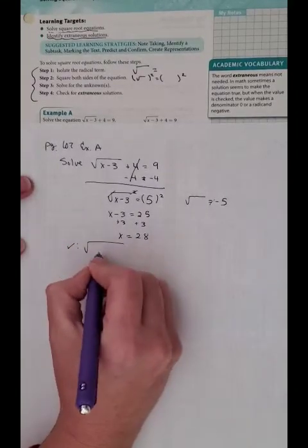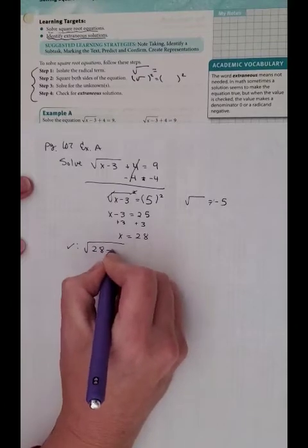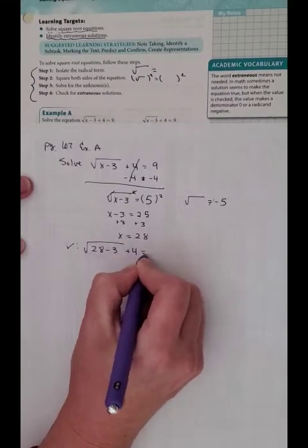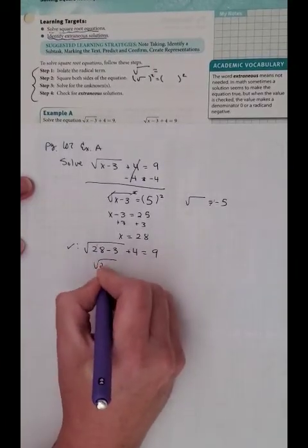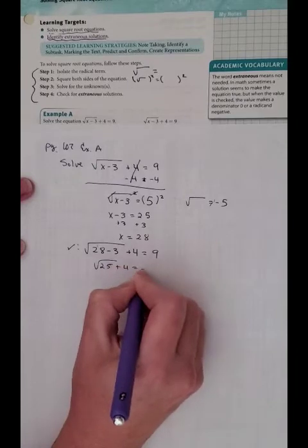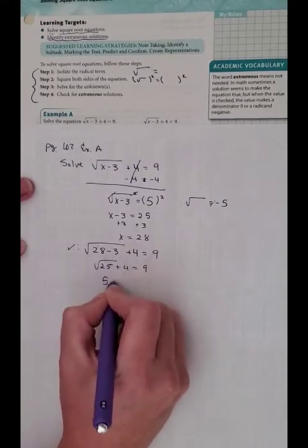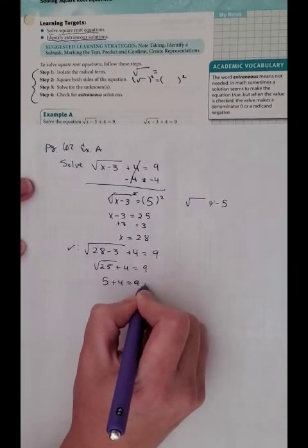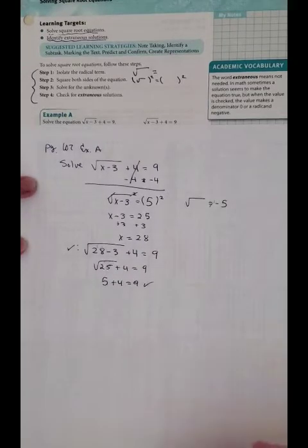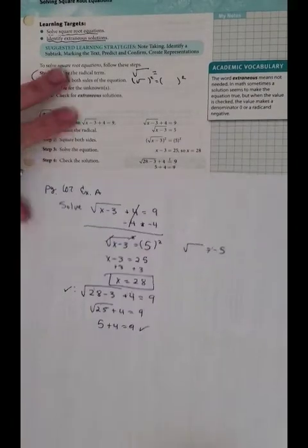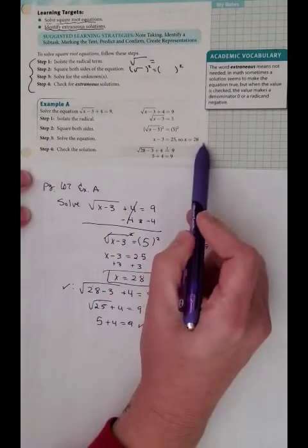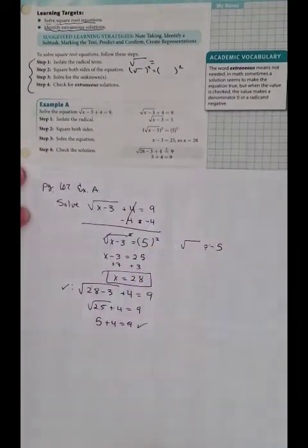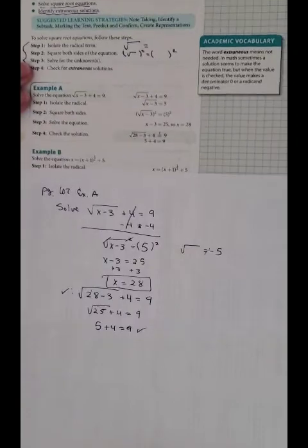So we've got x equals 28, so the square root of x minus 3, plus 4, right, and then 9. So under our radical, we're going to get the square root of 25 plus 4 equals 9. Square root of 25 is 5. 5 plus 4 equals 9, and that's true. So it is a valid solution. We have one valid solution, and that's x equals 28. All right, and so you can see they did the same thing. They had x equals 28, they checked it back, and they did get, indeed, that it was a valid solution.